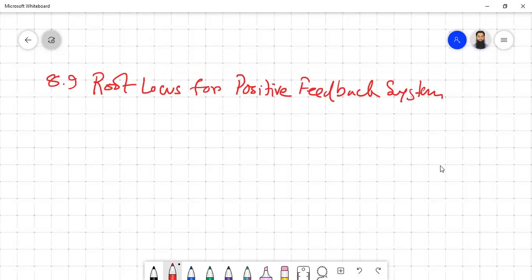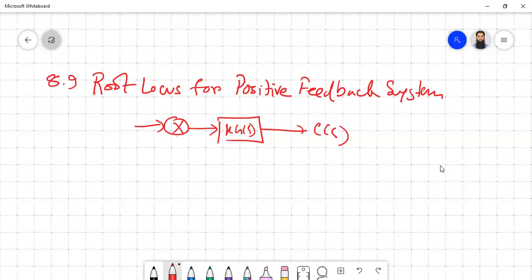Block diagram wise, the change will be something like this. Whatever your K G of s, and then you have the feedback H of s. The only difference is here you have a plus sign. This is the difference. This is your plus always.